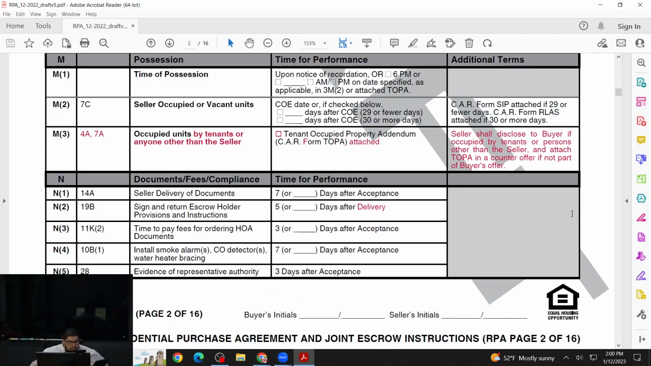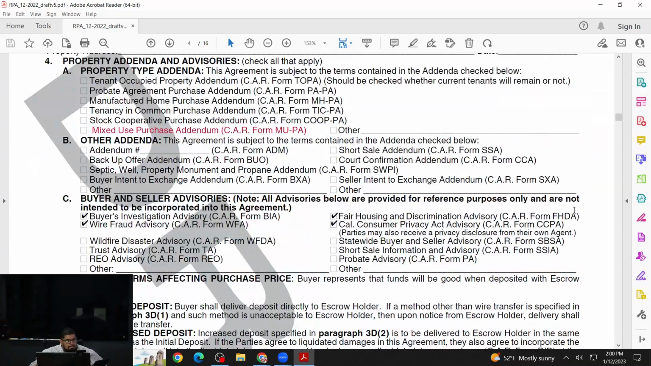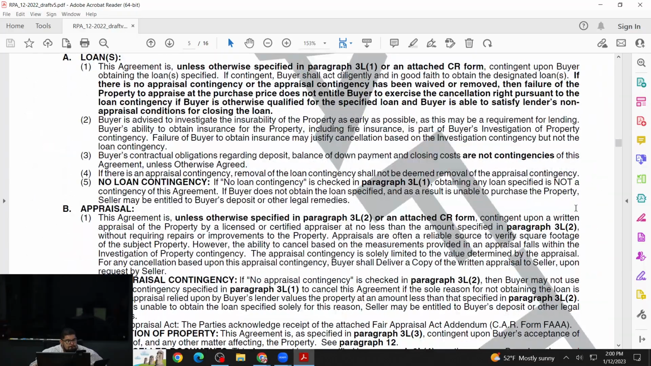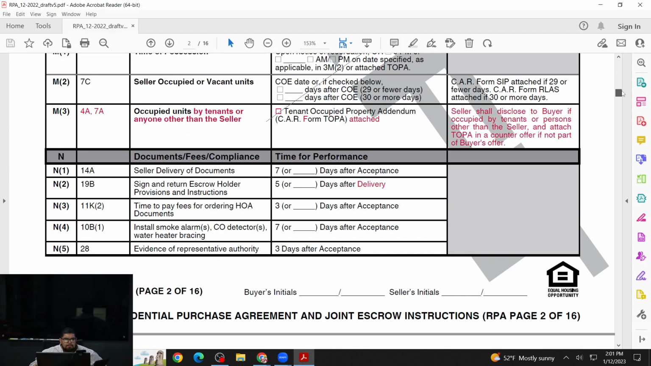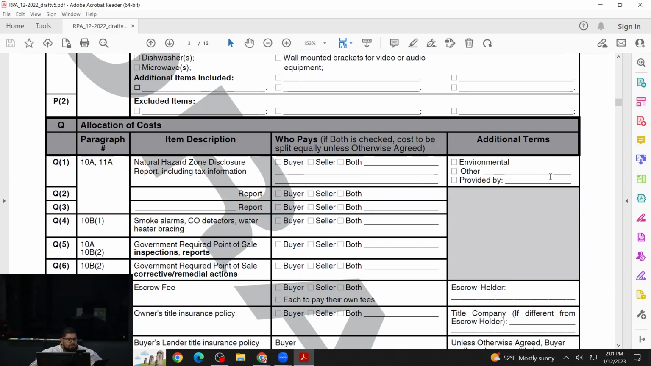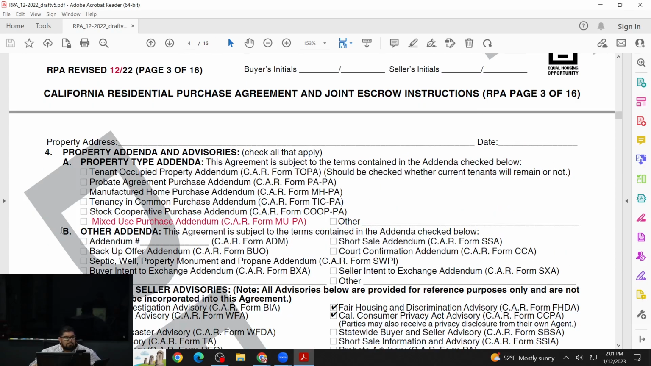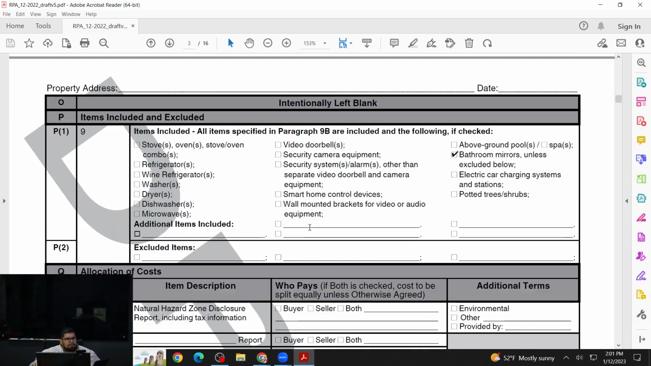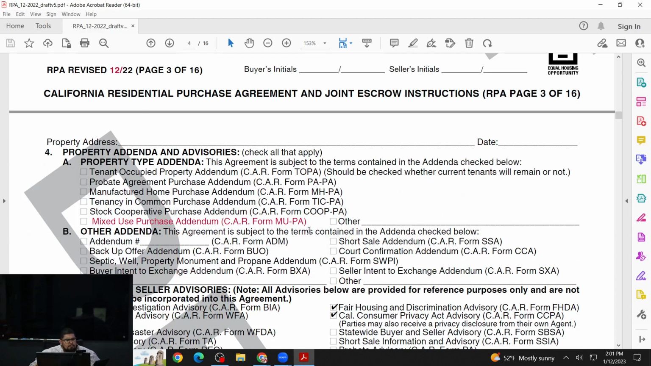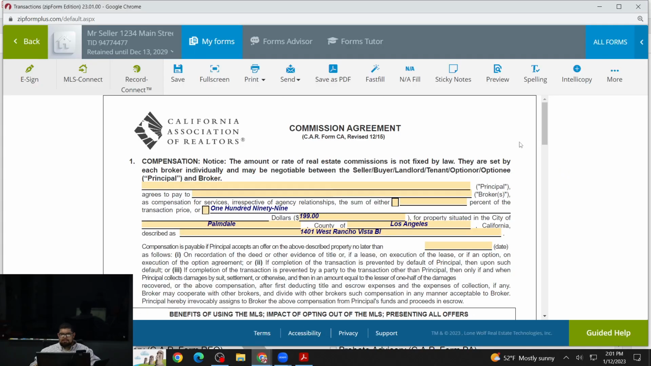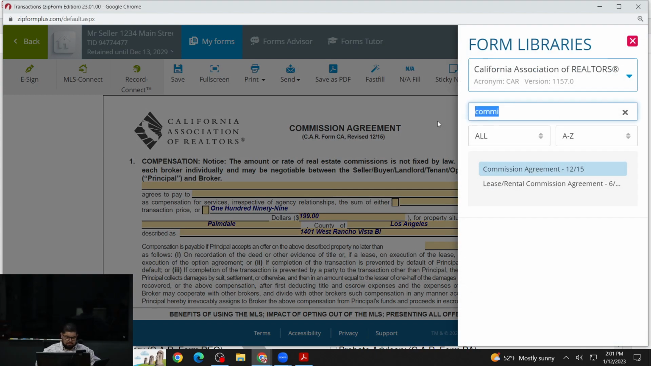Let's go to M3. Actually, no, it was a different number. It's 487A. Okay, right here. Property addendum, right? The new one is going to be the Mixed Use Purchase Addendum, MUPA. But why is it declaring it there? 4A. Let's open that document up. MUPA. Some of this stuff I'm learning just like you guys are.